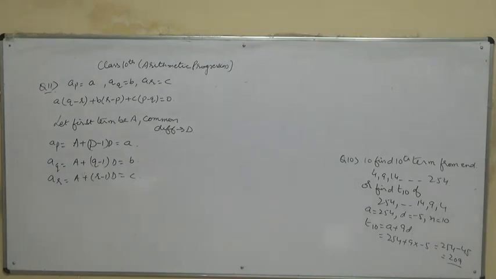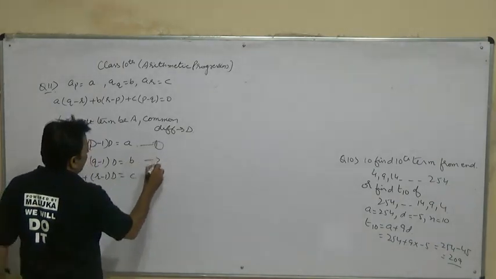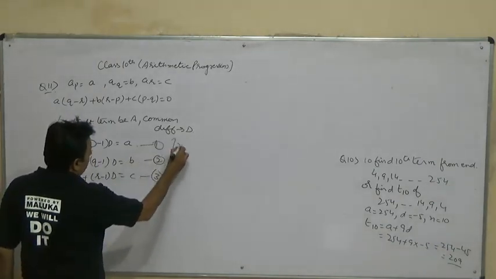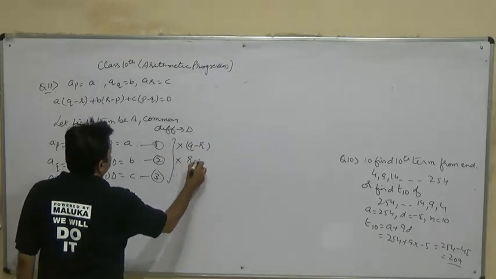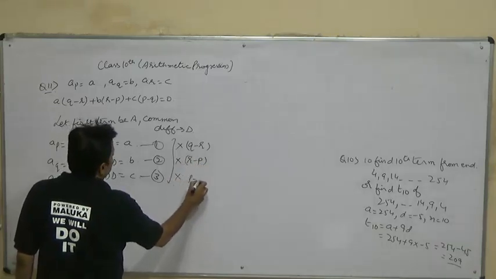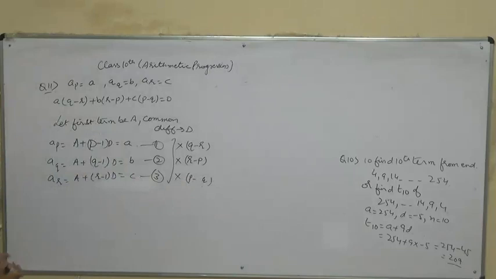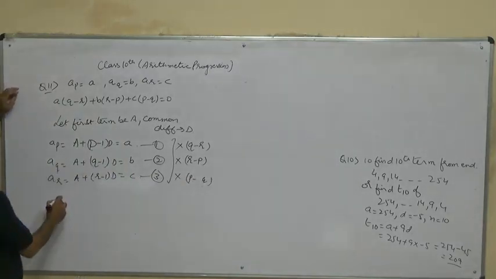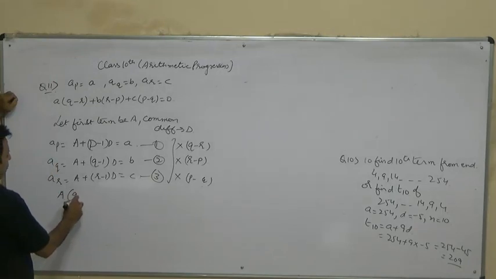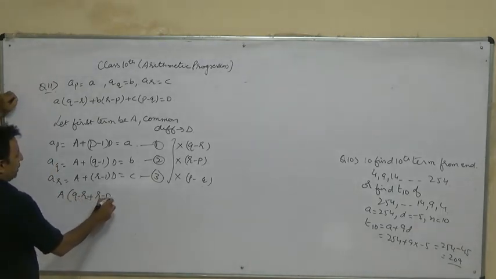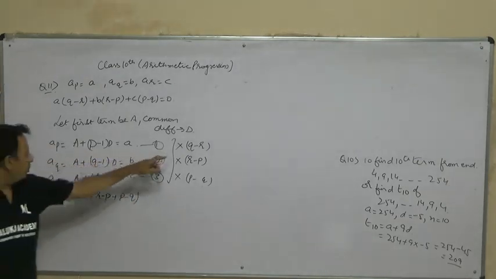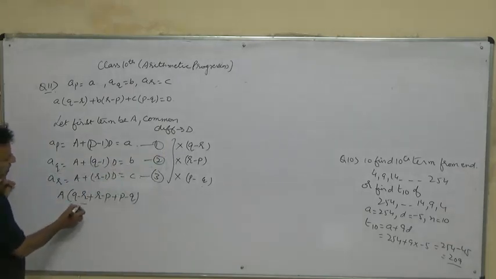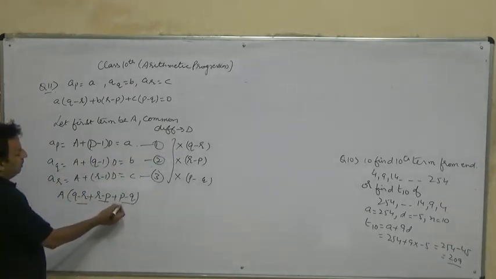Now what we have to prove? For proving this, for example, this is your first equation, this is second, this is third. What we will do: multiply the first equation by q minus r, the second equation by r minus p, and the third equation by p minus q. So what do we get here? Just look here. This will be A into (q minus r), (r minus p), (p minus q). So what we did, first we multiplied A with q minus r, A we have taken, so q minus r will remain here, then r minus p, p minus q.